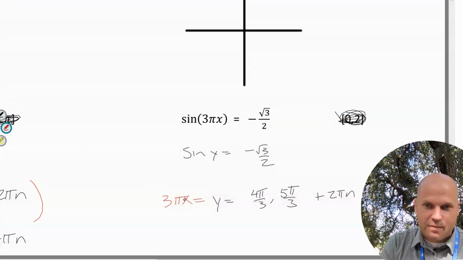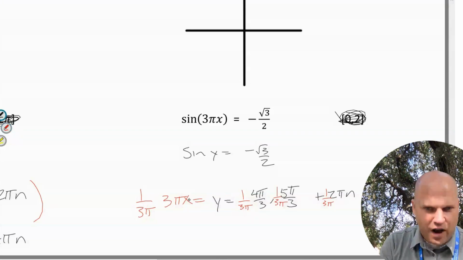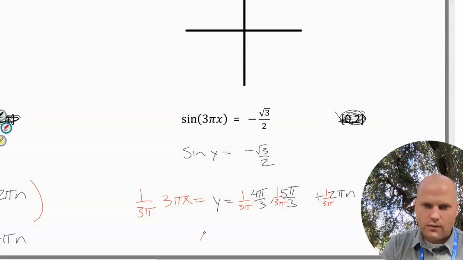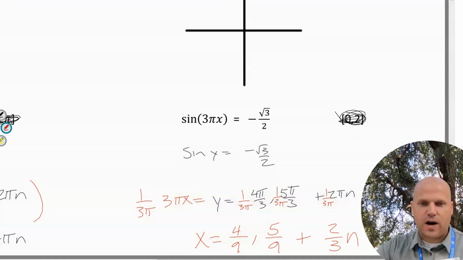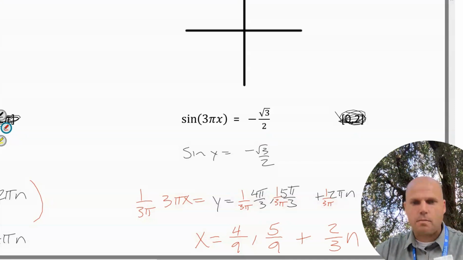Solving for x by dividing by 3 pi. Dividing is the same as multiplying by 1 over 3 pi. I don't like to divide fractions by things. I'd rather multiply by reciprocals. So instead of dividing by 3 pi, I'm going to multiply by 1 over 3 pi. This is good review of just solving. The pi's will cancel, the 3's will multiply, and we'll just have 2/3, 4/9, 5/9. The more important part, the plus 2/3 n, is also good. If you want more solutions, add 2/3 to any of those answers, okay?